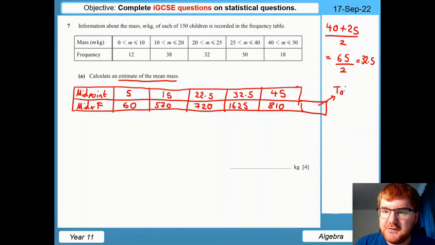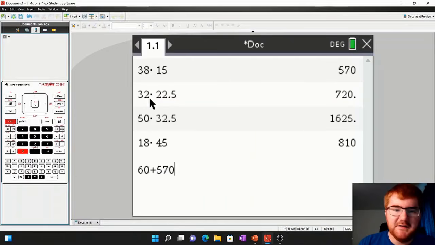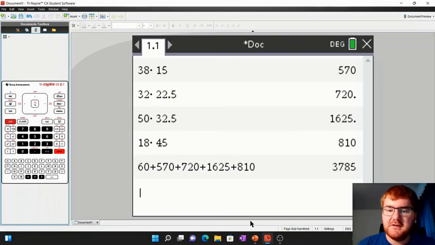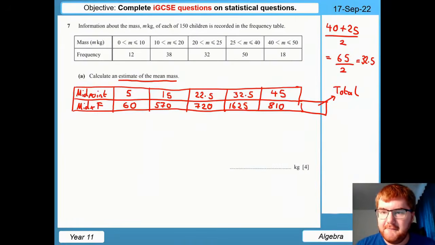So we need the total of all these numbers. Let's go back to the calculator and work that out. Okay, so let's just pop this in. So plus 720 plus 1,625 plus 810. That gives us 3,785. So that's going to be our total here.